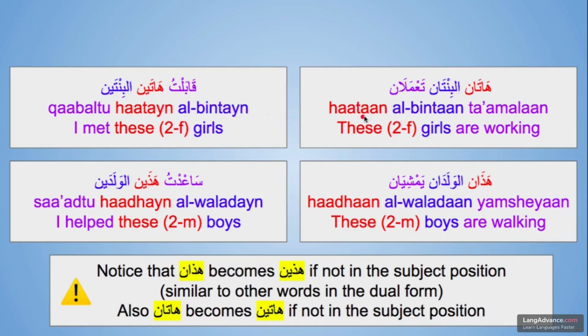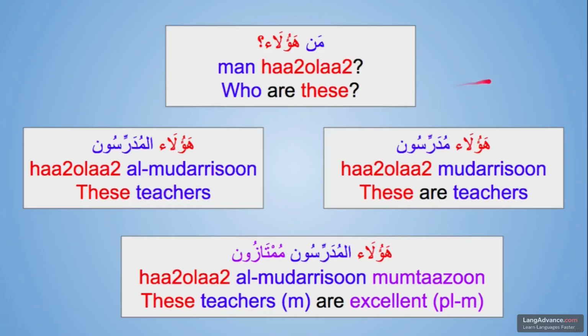And same for هذان, for the dual male: هذان الولدان يمشيان, these two boys are walking. But when we're in the object position, ساعدت هذين الولدين, I helped these two boys. So moving on to the plurals, we can ask a question such as this: من هؤلاء?